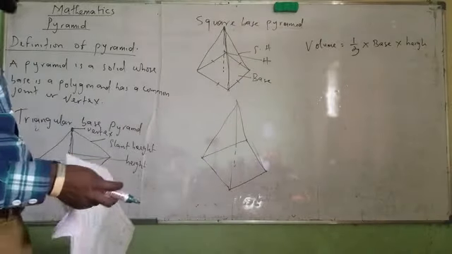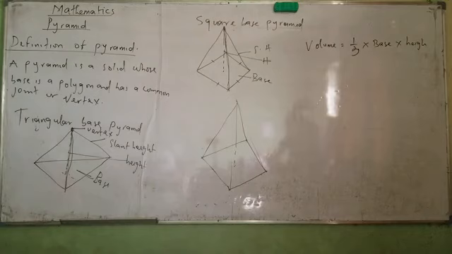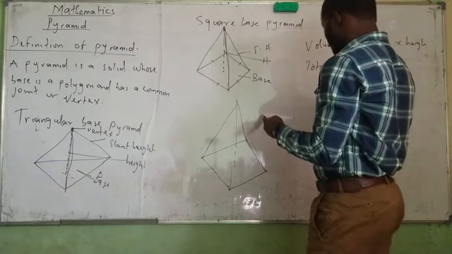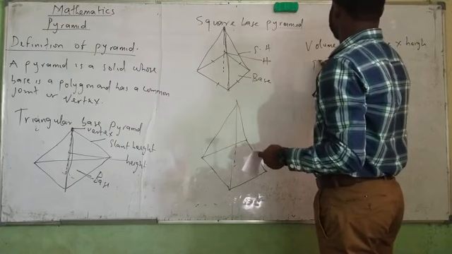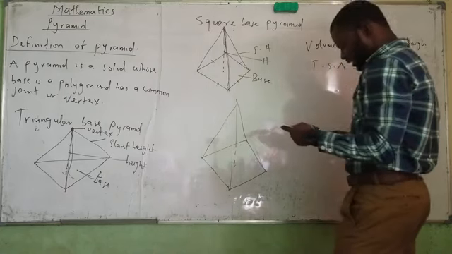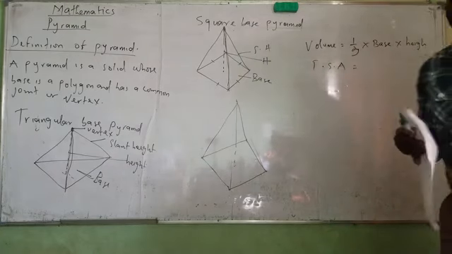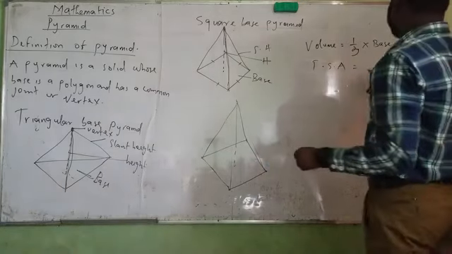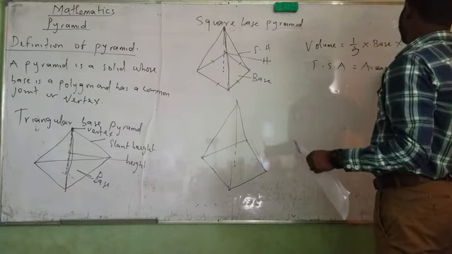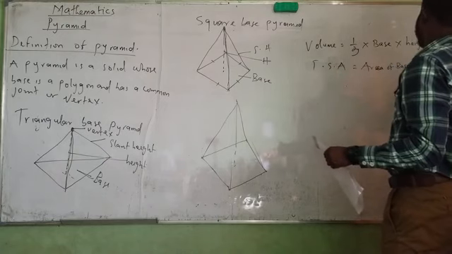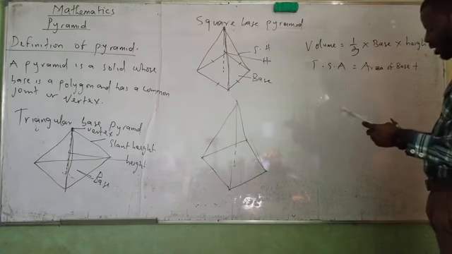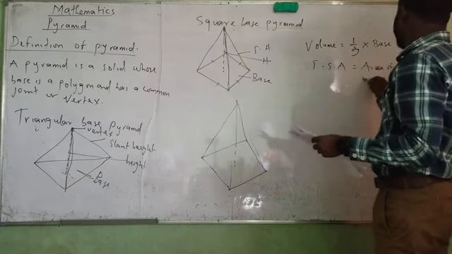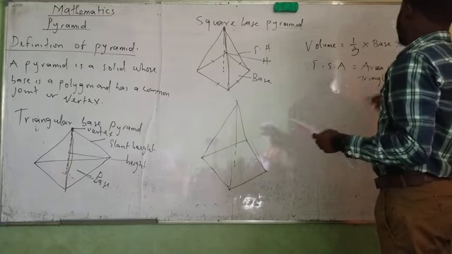Now the total surface area. Let me just put, because of space, total surface area of a pyramid is always equals to the area of the base plus 4 multiplied by the area of the triangle.